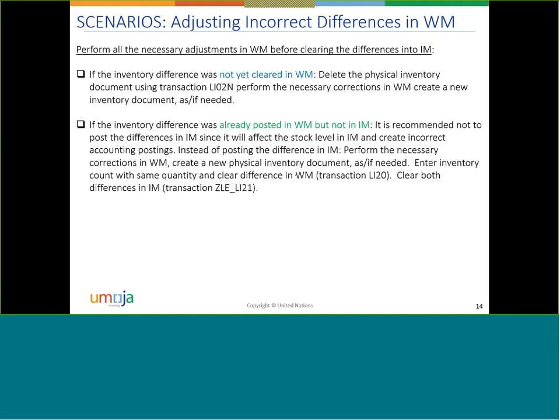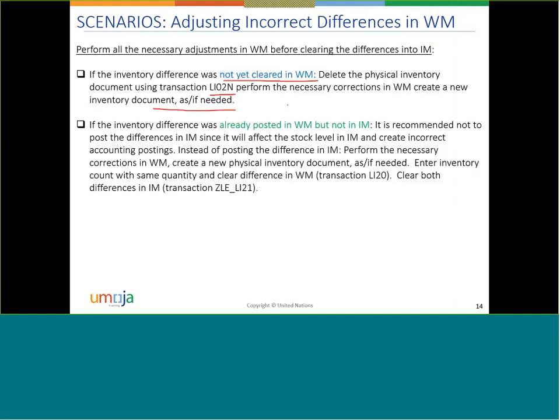So before we get started with that assessment that I'm going to send out, just like the first one I did when we first started the session, adjusting incorrect differences in warehouse management. These are just basic guidelines as to what to do and at what point to do it. First thing, perform all necessary adjustments in warehouse management before clearing the IM. If the inventory difference is not yet cleared in warehouse management, delete the physical inventory document using transaction LI02N, perform the necessary corrections in warehouse management, and create a new inventory document if needed.